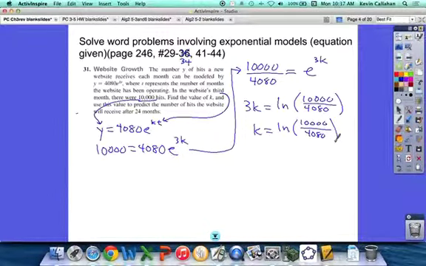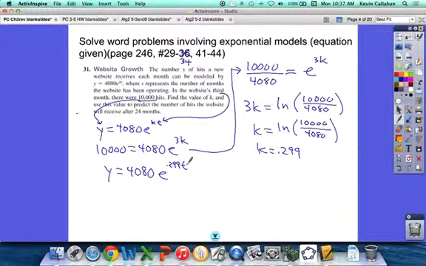So what does k equal? 0.2988, call it 0.299. So now we can fill that into what we started with. Now we know the k. Now it's y equals 4080 e to the 0.299 times t.